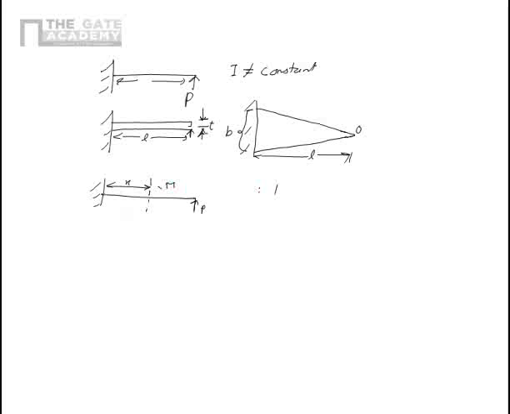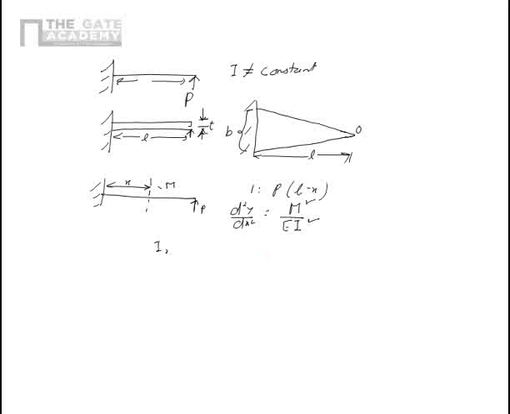So the moment is P(L minus x). See, the moment doesn't change because of the change in moment of inertia, because moment is caused by the load alone and the length. But in the deflection equation, d²y/dx² is equal to M upon EI. Here we have two variables, M and I.